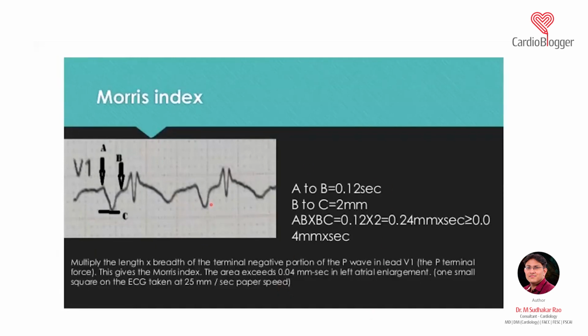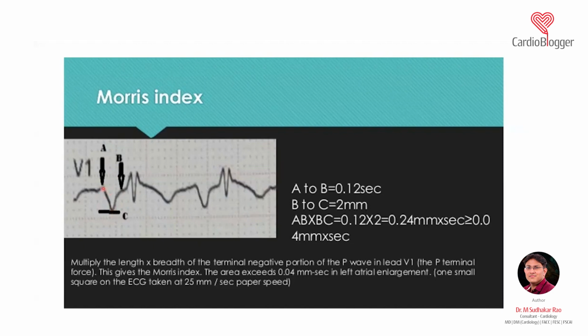Morris index. Now you see this is an amplified version of any ECG. Again, I told you, go to lead V1, see the P wave. This is very obvious. If you see any negative P wave in V1 without a positive P wave, it means there is a sign of left atrial enlargement or a right atrial enlargement. Here you see the intrinsic deflection. From here to here it is more than 30 milliseconds, 40 milliseconds. It means it is left atrial enlargement.